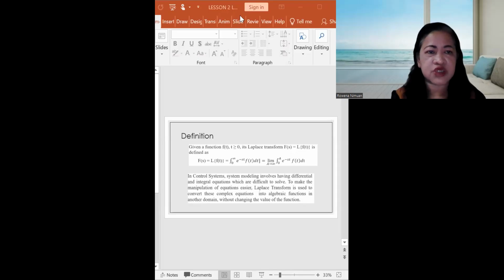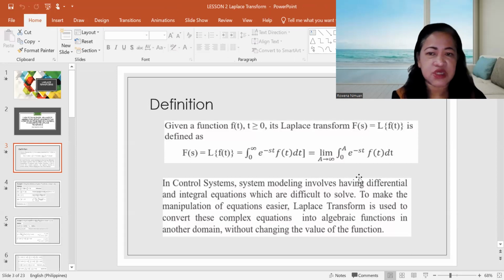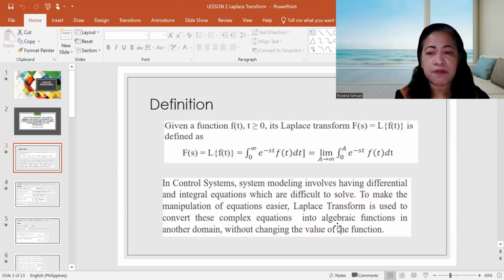Let us discuss first the Laplace transformation. As it is defined, the Laplace transformation is a transformation from complicated differential, integral, and transcendental functions into an algebraic function in another domain.